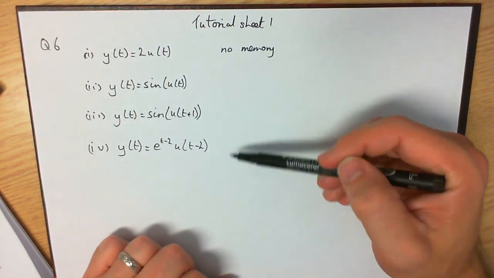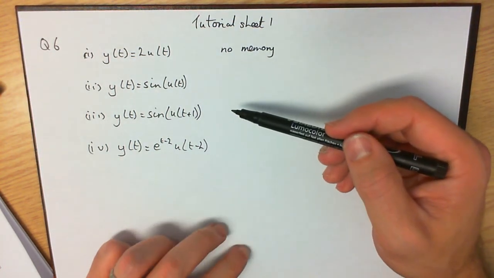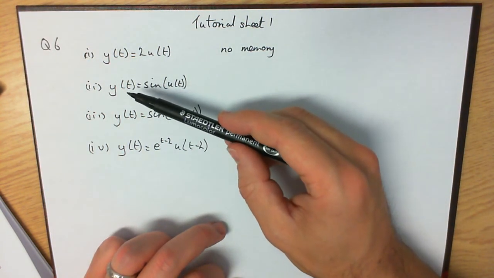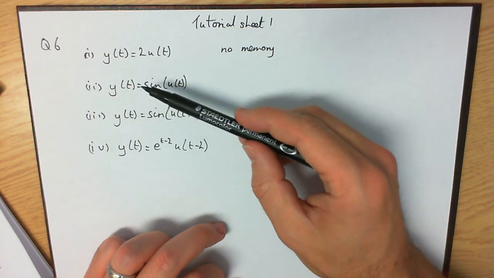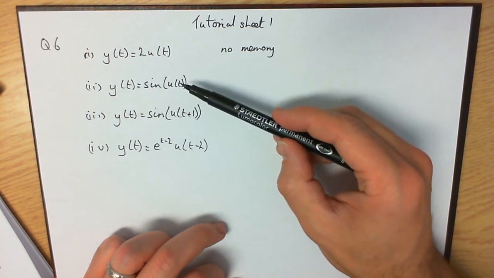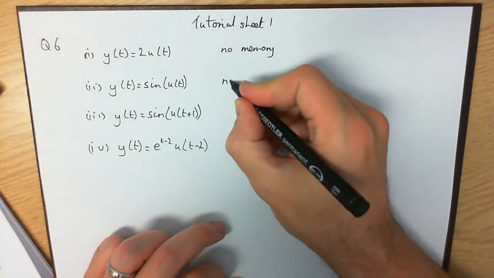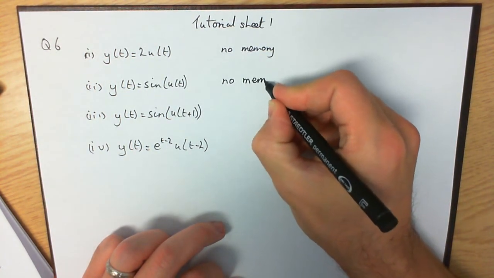I'll go through all of these in terms of memory first, and then we'll come on to causality. So again, going to the second one, the output, which is a function of t, well, the input is also just a function of t. So the output is only dependent on the input at that particular time. So this has no memory.